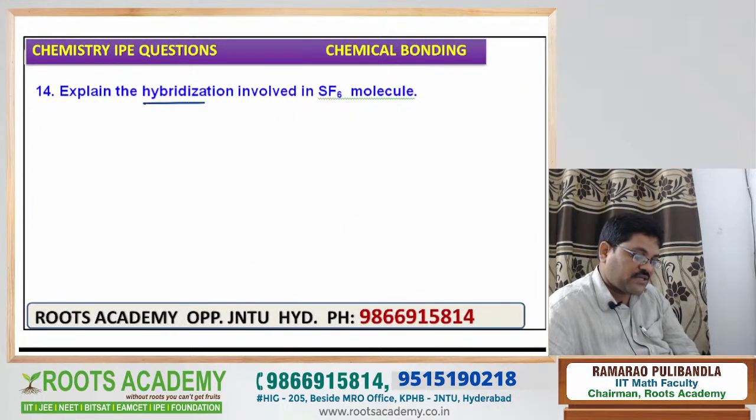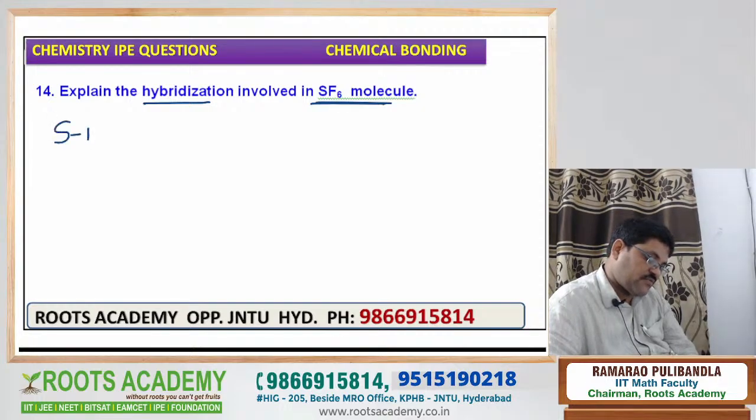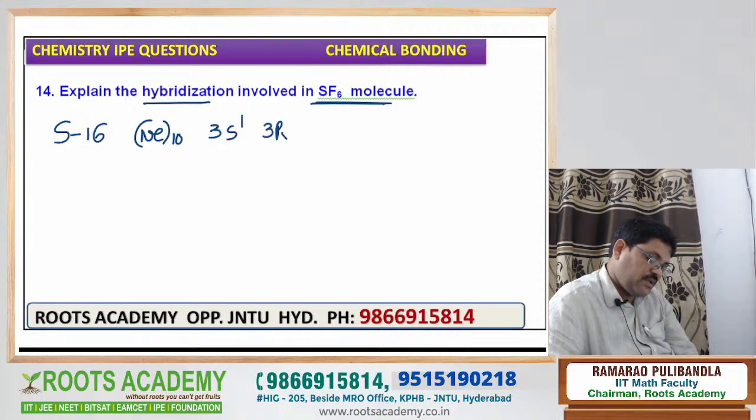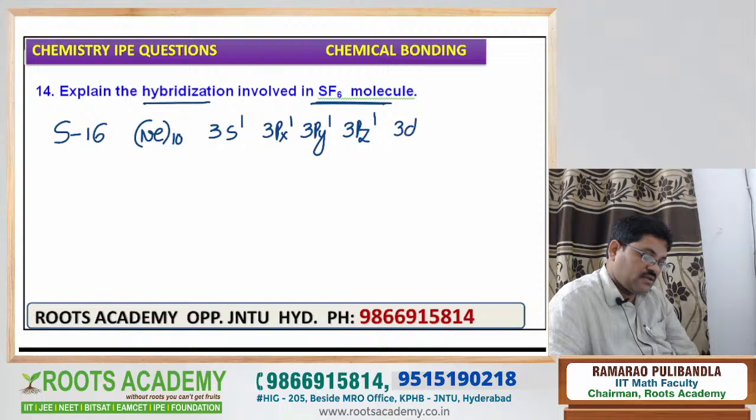Explain the hybridization involving the SF6 molecule. Yes, we take the example for atomic number 16. For 16, what you write? Neon core, 3s1, 3px1, 3py1, 3pz1, 3d1, again 3d1. Here for 3d, as per the overlapping, 3dx²-y² 1, 3dz² 1.